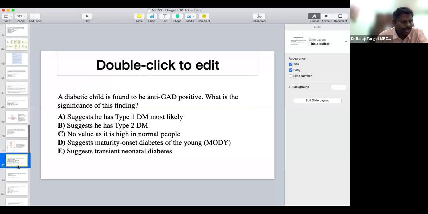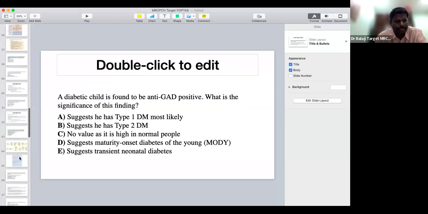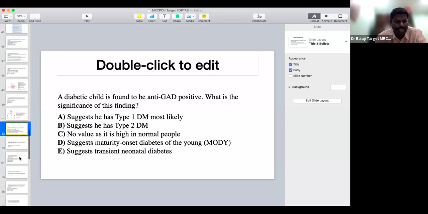Okay. So now I think we have some short time. We will just do the questions instead of the discussion. You can just tell the answer. A diabetic child is found to be anti-GAD positive. What is the significance of this finding? So what we are discussing now is the task questions. So it will be factual. FOP is a bit easier. You have the clinical scenario, you have background knowledge, so it helps you a lot. But TAS, you have to have the factual knowledge.